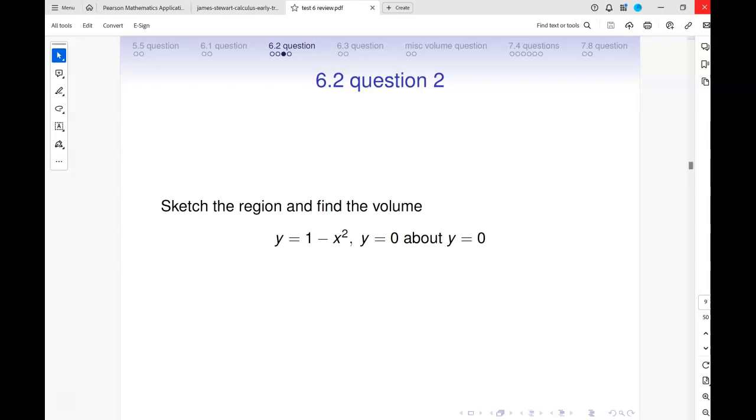Again, these problems should feel just like homework problems, right? Nothing shocking, nothing tricky, nothing weird conceptual. This is just, can you do the problems?